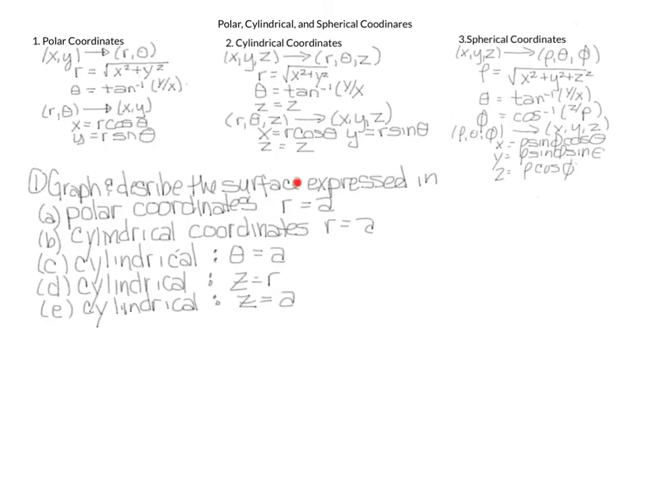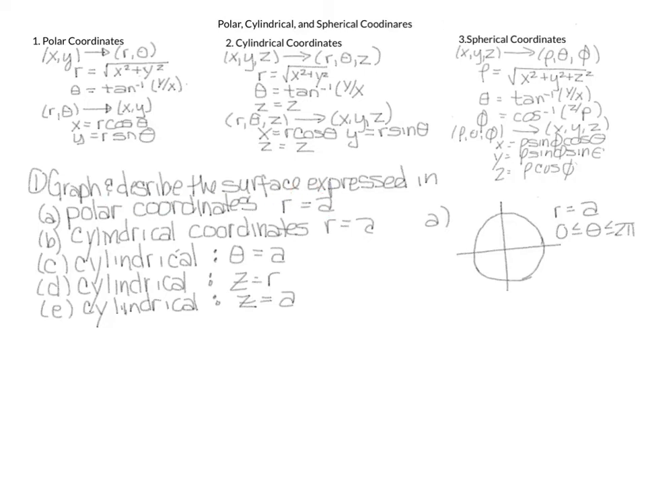So you want to graph and describe the surfaces expressed in these coordinates: cylindrical coordinates, r is equal to a; cylindrical coordinates, theta is equal to a, a being a constant on all of these; cylindrical coordinates, z equals r, r being the radius; and cylindrical coordinates, z is equal to a constant a. We will start with the first one.